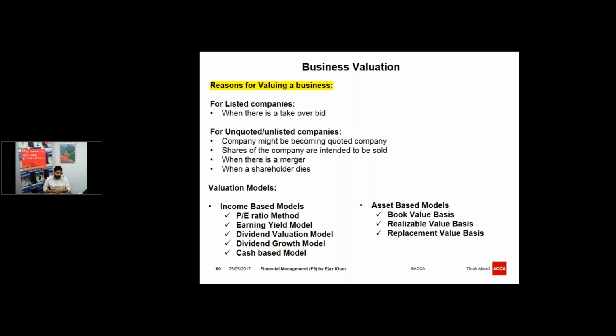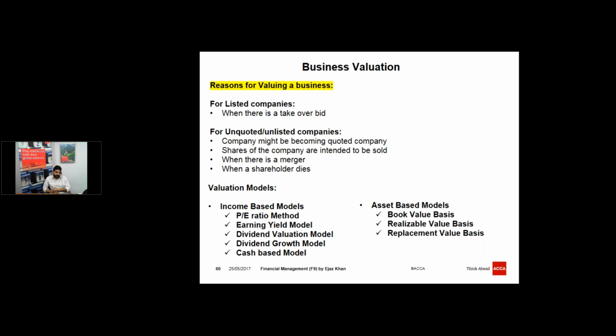So we need to calculate the value, and the reasons why we'll be calculating the value are: the company might be becoming a quoted company, it might be thinking of becoming a quoted company. So if they want to enlist in the stock market, it needs to place a value to the price, to the shares, so that they know at what price they are going to issue their shares.